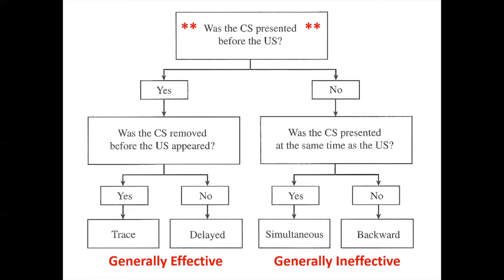So if preparatory response theory is right, and the CS is basically a signal that the US is upcoming, then that CS is only useful if it happens before the US does. And so it makes sense that you'd only acquire a conditioned response to that CS if it happens first, because that's the only way that that conditioned response could be a preparatory response. That is the only way that that conditioned response could prepare you for the unconditioned stimulus.